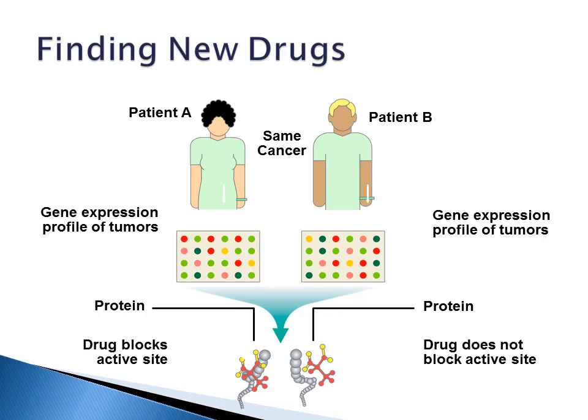So microarrays are being used. If you look at this slide, we have patient A and patient B. They have the exact same cancer. You could then use microarrays to look at the gene expression profile of each individual's tumor. Then you can determine if the drugs block the active site. So you could see, although these two patients have the exact same cancer, in patient A, the drug does block the active site, but it doesn't block the active site in patient B. And that's because the gene expression profile of their tumors is different.